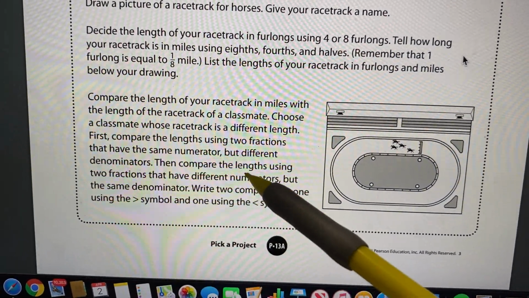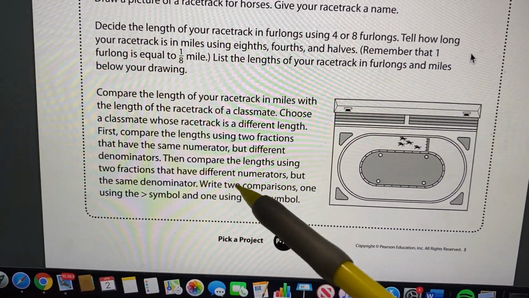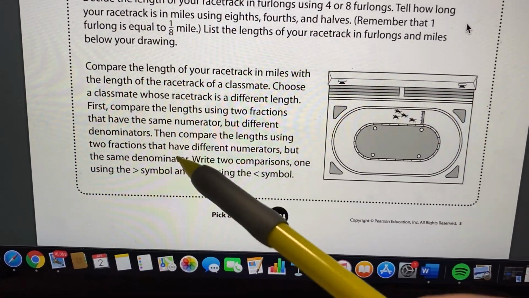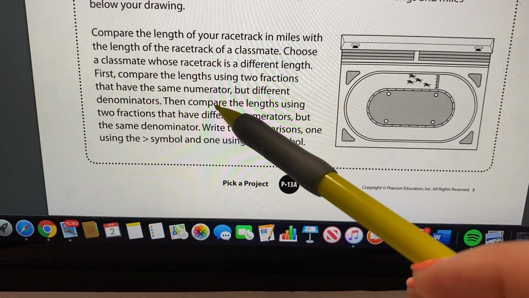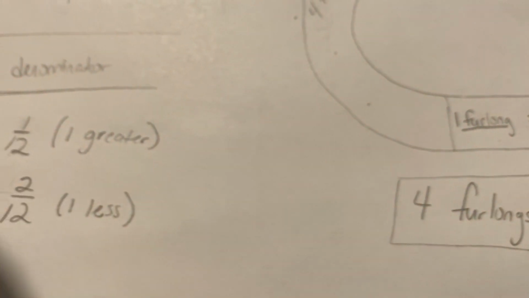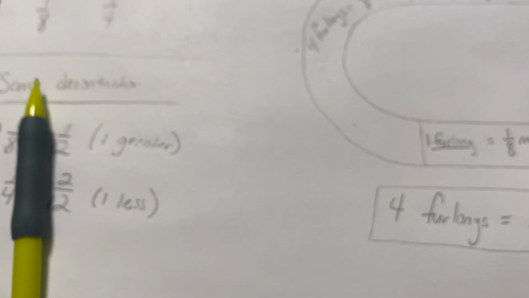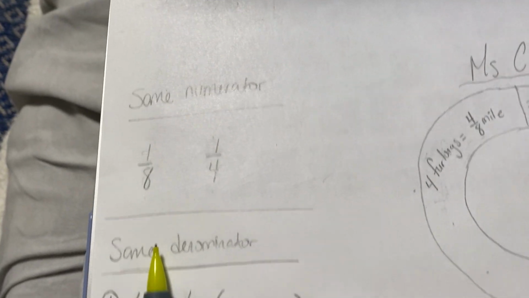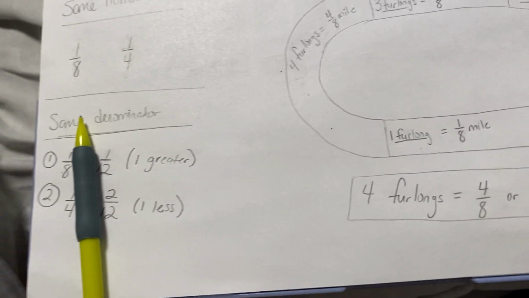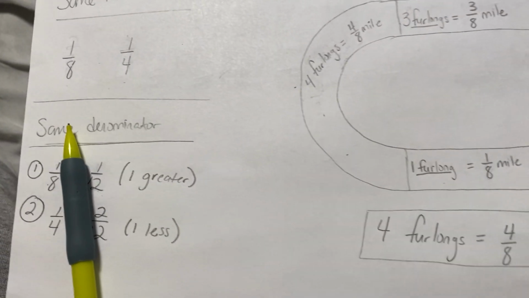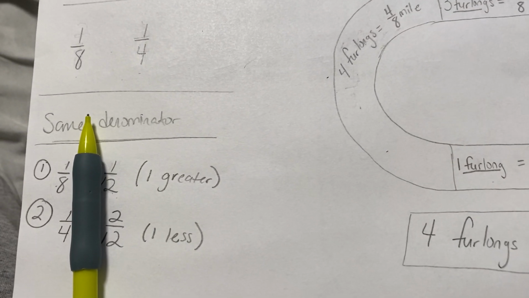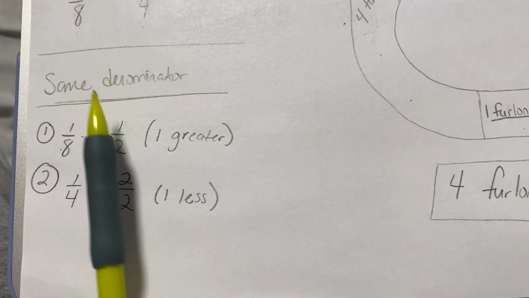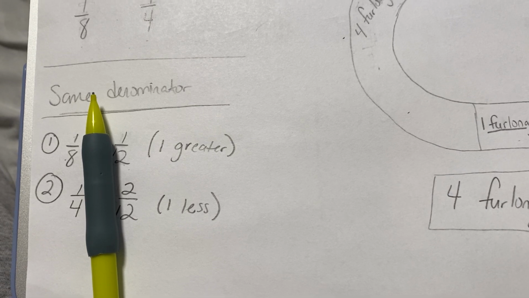Then you have to compare the lengths using 2 fractions that have different numerators but the same denominator. So here you can pick any random fraction you want. So I picked, let me not show the sign, with 1/8 I picked 1/12, right? And then with 1/4 I picked 2/12. My denominator is the same.